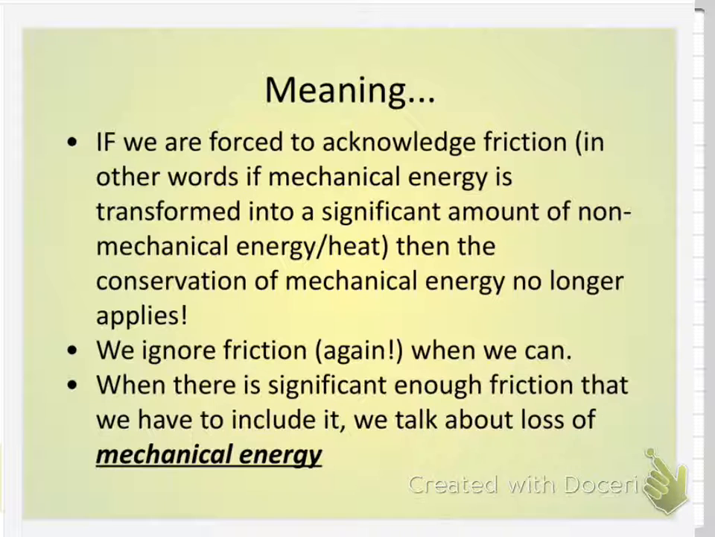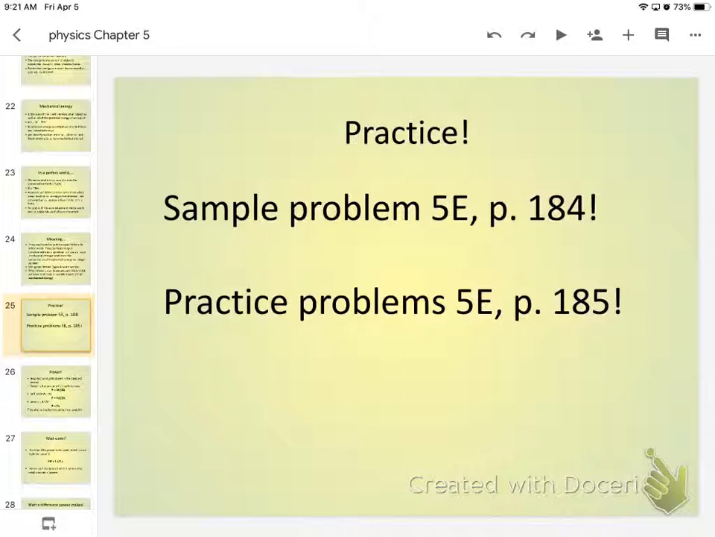If we have a system where the loss is significant, like a roller coaster has pretty significant transfer from mechanical to non-mechanical, then we can't use conservation of mechanical energy as a problem-solving approach. But, like I said, we ignore friction because we're working at the high school level. So when there is friction enough that we have to acknowledge it, we just talk about loss of mechanical energy or transfer from mechanical to non-mechanical. But generally what we're going to do is problems where that's not the case.